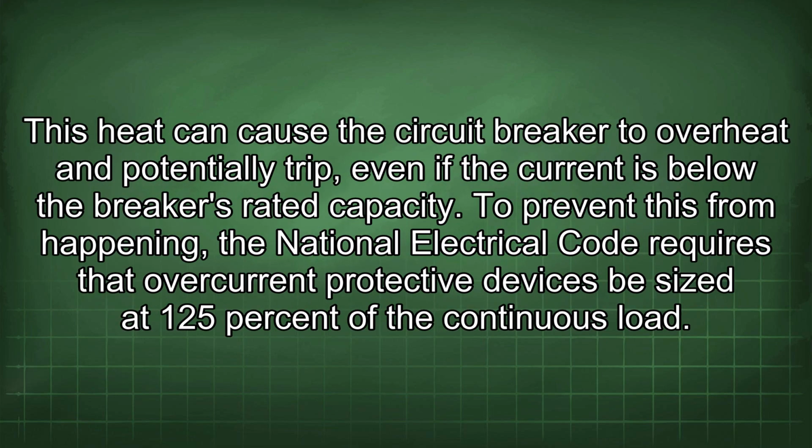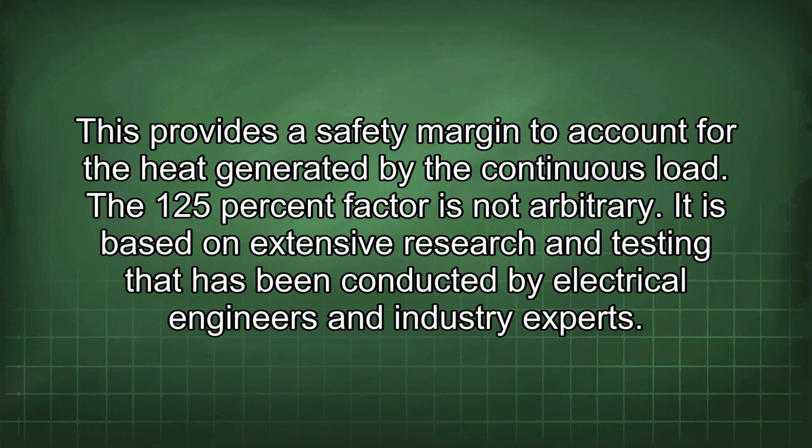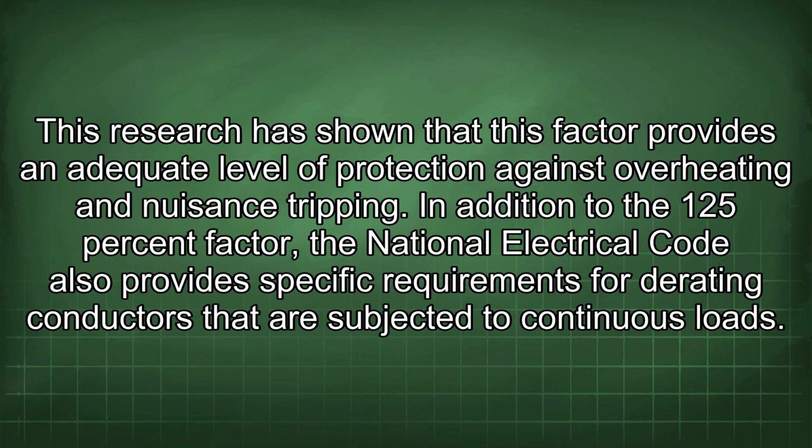This heat can cause the circuit breaker to overheat and potentially trip, even if the current is below the breaker's rated capacity. To prevent this from happening, the National Electrical Code requires that overcurrent protective devices be sized at 125% of the continuous load. This provides a safety margin to account for the heat generated by the continuous load. The 125% factor is not arbitrary. It is based on extensive research and testing that has been conducted by electrical engineers and industry experts. This research has shown that this factor provides an adequate level of protection against overheating and nuisance tripping.